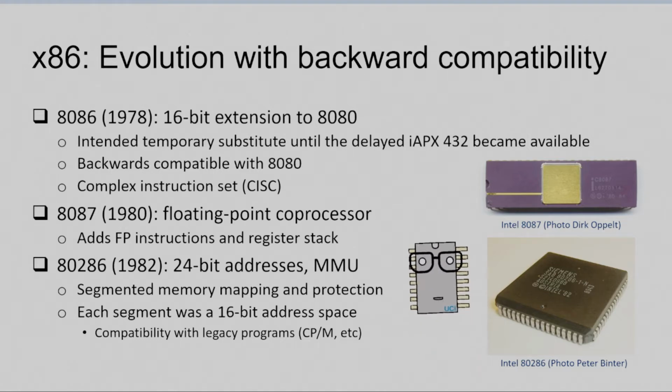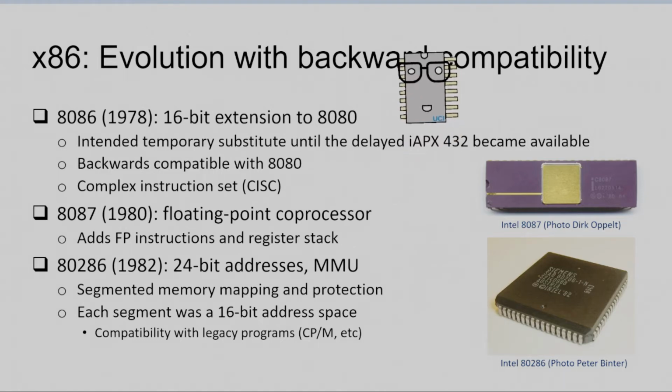That's when the Intel 8086 chip was designed. It is a 16-bit extension to the 8080. It was intended as a temporary substitute until the delayed iAPX 432 became available. I think at this point, Intel still had the hope that if the 432 chip came out, it's going to take over the world, and the 8086 was supposed to just act as a stopgap to retain customers until this new fabulous chip came out.